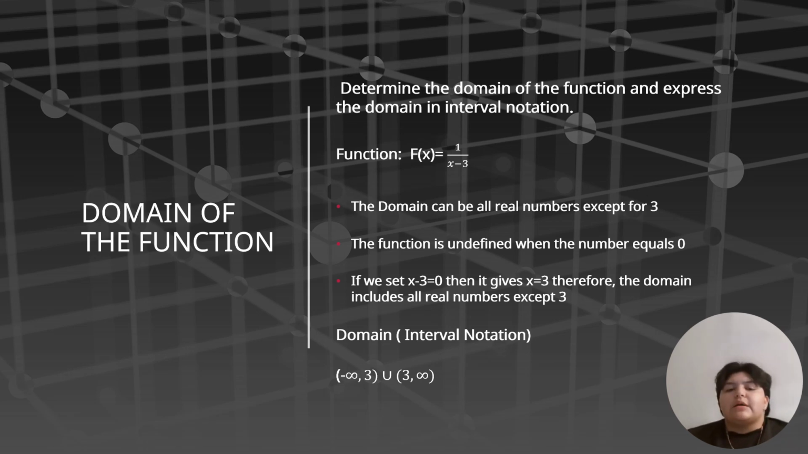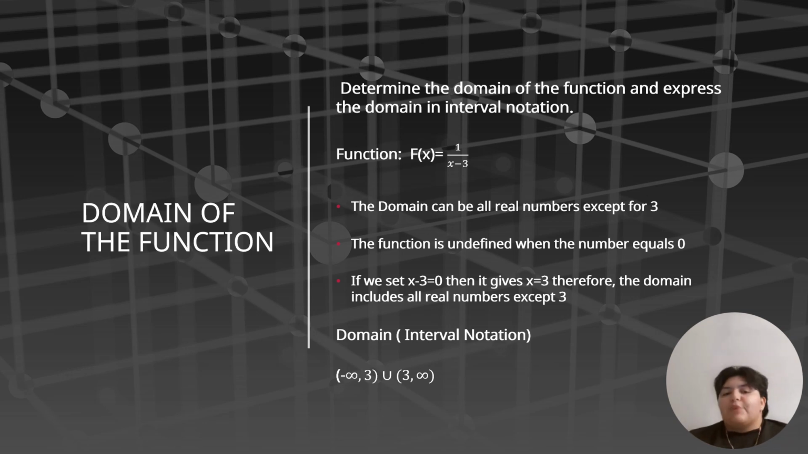The reason is that if we set x minus 3 equals 0 and plug in 3 where x is, it would be 3 minus 3 equals 0. Therefore, if x were to equal 3, the domain would have to include all real numbers except for the number 3. If the expression were to equal 0, it would cause the denominator to equal 0, and nothing can be divided by 0. So the function itself would become undefined. It would give an invalid input.